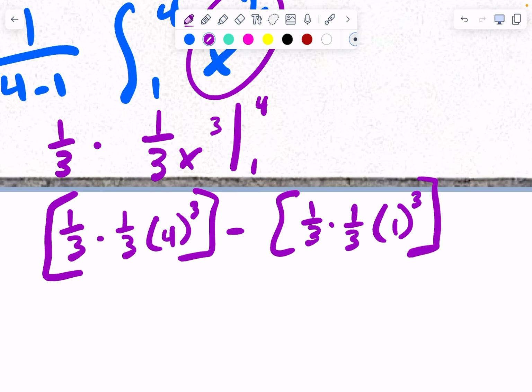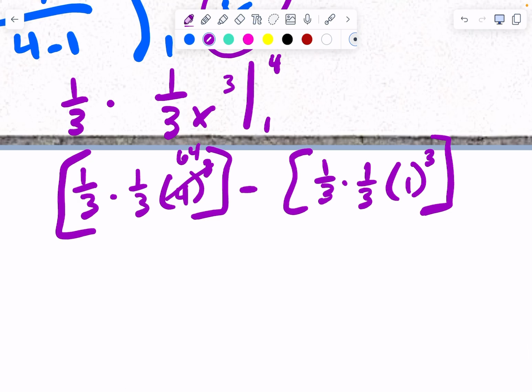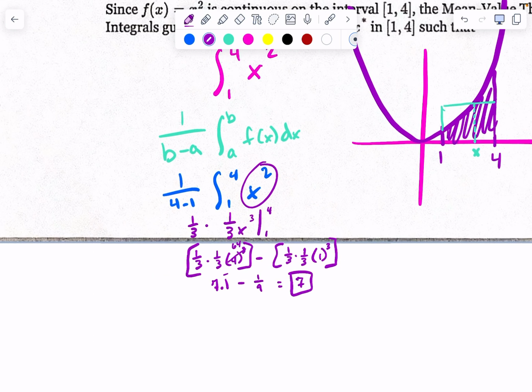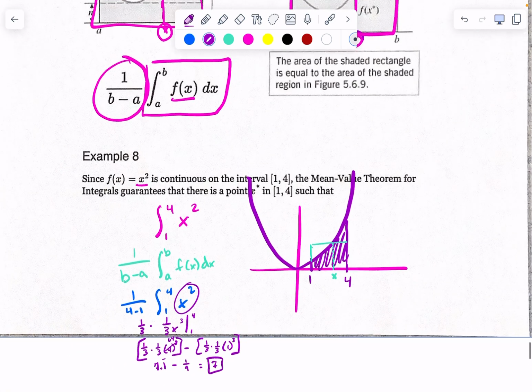That's a lot of 1/3s. Okay, 4 to the 3rd is 64, and 64 divided by 9 is 7 1/9, I think, like 7.1 repeating. Somebody check that and make sure that's true. Minus 1/9, so we just get 7. Yeah? 7.